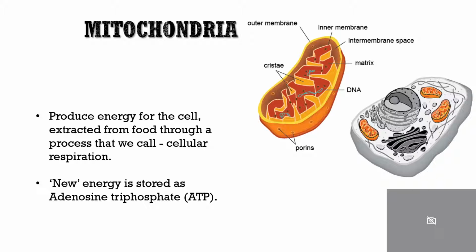The mitochondria produces energy for the cell. This is extracted from food through a process that we call cellular respiration. This new energy is stored as what we commonly call ATP, which stands for adenosine triphosphate.